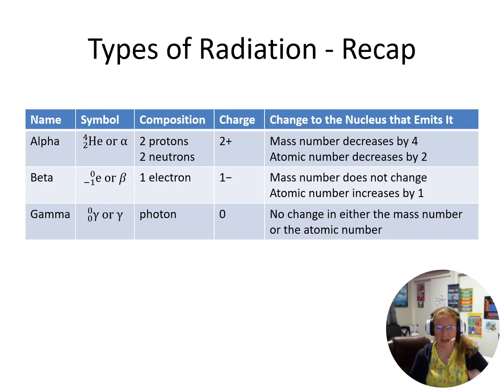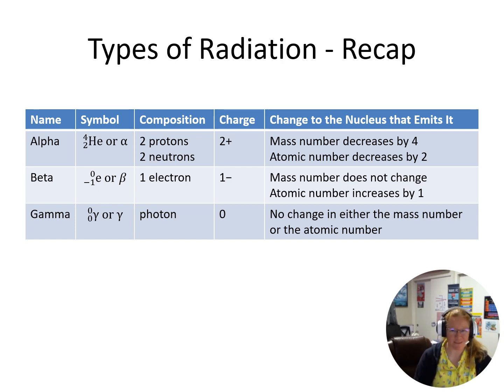All right, so we have several different types of radiation. Here are the three main ones that we're going to look at right now: alpha, beta, and gamma. So alpha, again, is that helium nucleus. We have two protons and two neutrons, which is why our mass number is 4. And so what happens is when we emit an alpha particle, our daughter nuclide will have a mass number that has decreased by 4 and an atomic number that decreases by 2.